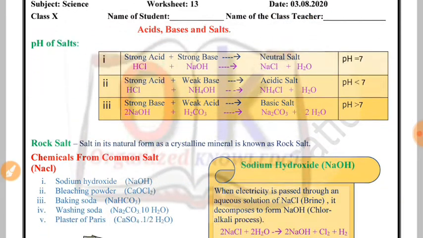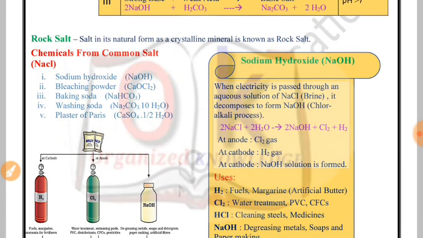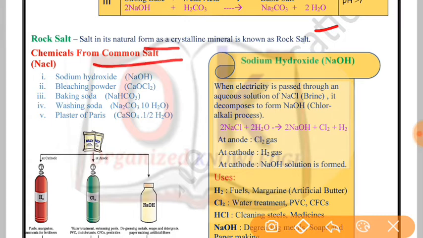Okay, next, rock salt. What is rock salt? Rock salt is the natural form, a crystalline mineral. What we get in the form of a crystalline mineral is known as rock salt, which you also call sendha namak. Now there are different chemicals which are obtained from common salt, and what is the formula for common salt? That is NaCl.